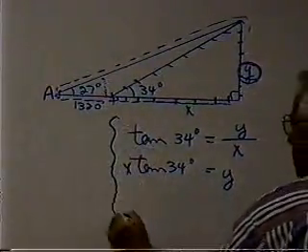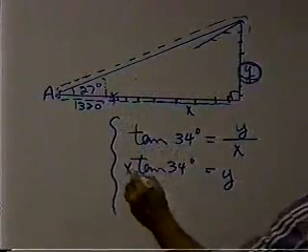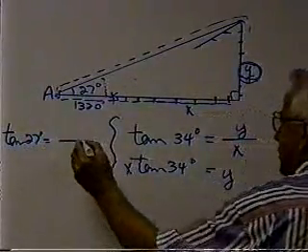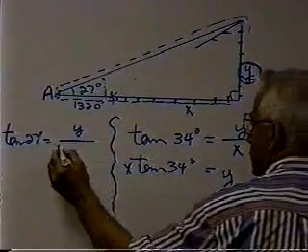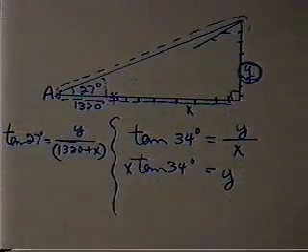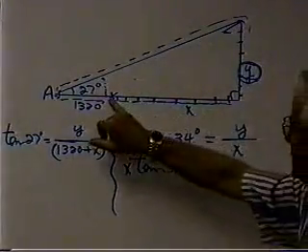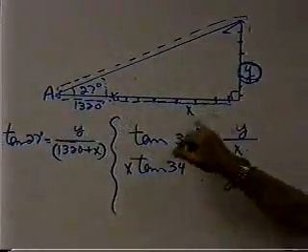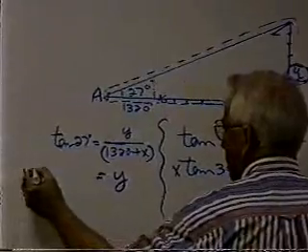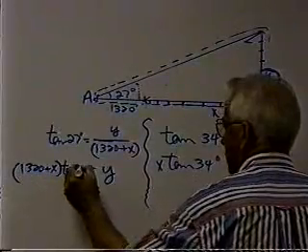Well, let's take the outside triangle. The outside triangle is the tangent of 27 degrees is equal to the side opposite over the side adjacent, which is 1320 plus x. All right. So for this outside triangle, it's the side opposite, which is y, over the x distance plus 1320. This total distance is x plus 1320. Well, solving for y, we have 1320 plus x times the tangent of 27 degrees.